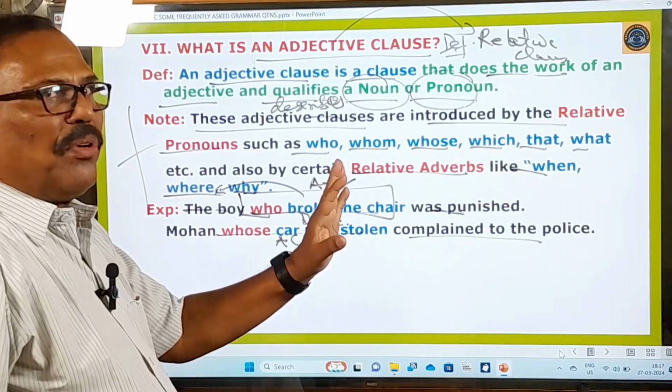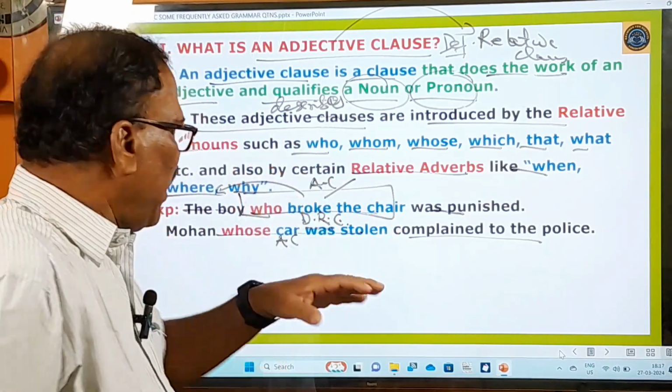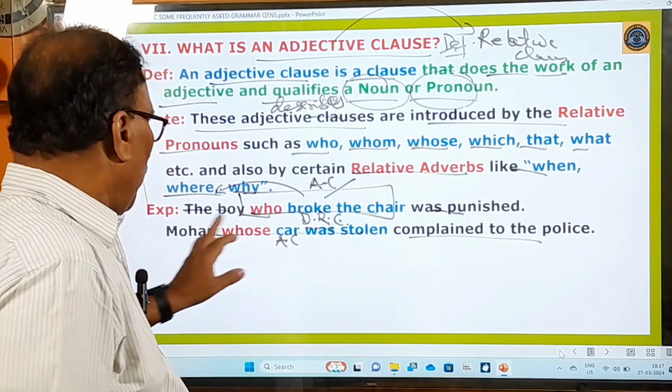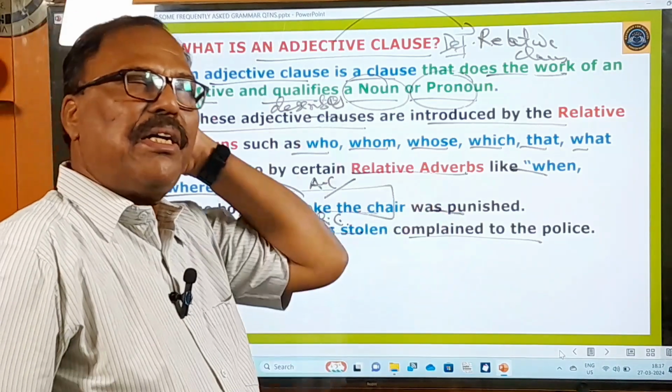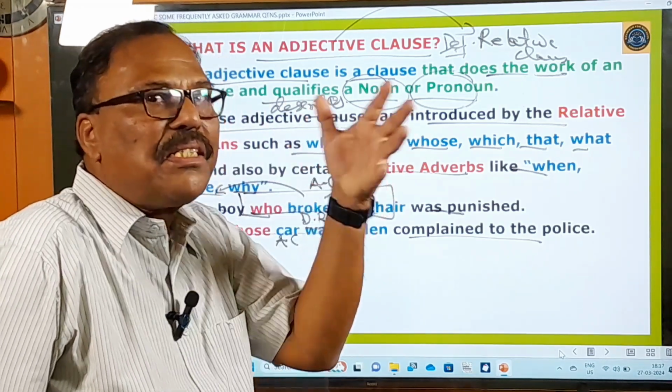Mohan complained to the police. That much only it gives. Why did he complain to the police? That is not made clear in this sentence. So if you say Mohan complained to the police, it means, why did he complain to the police? What must be the reason? You think in that way because the reason is not explained in that.